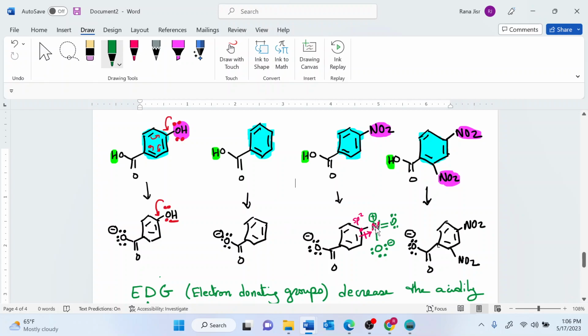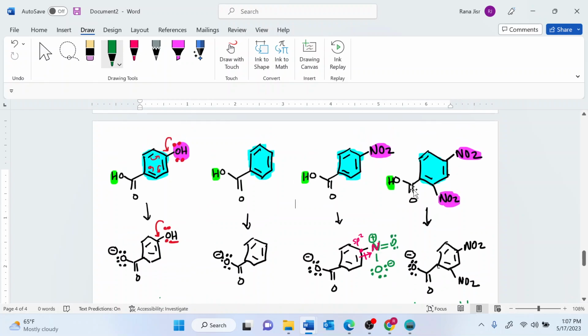Electron withdrawing groups have a positive charge. Normally they take electrons away from the benzene. Electron donating groups have lone pairs, so they give electrons to the benzene. When they do that, they destabilize the conjugate base and make the acid less acidic. Electron withdrawing groups stabilize the conjugate base by distributing the charge, and they make the acid more acidic. The more electron withdrawing groups you have, the more acidic it is.